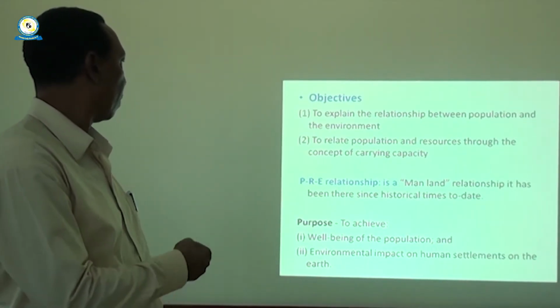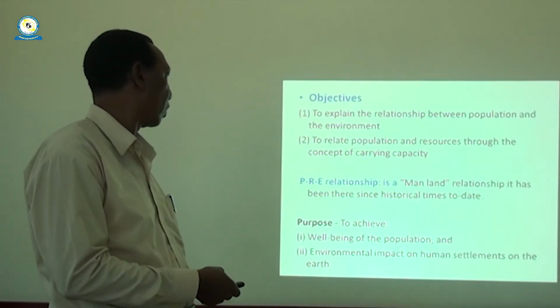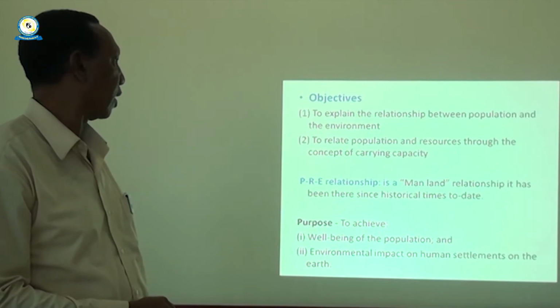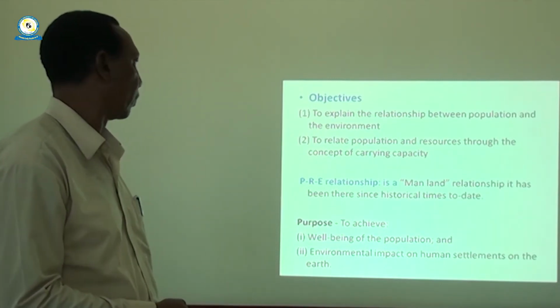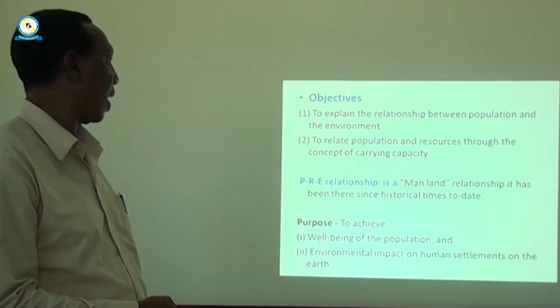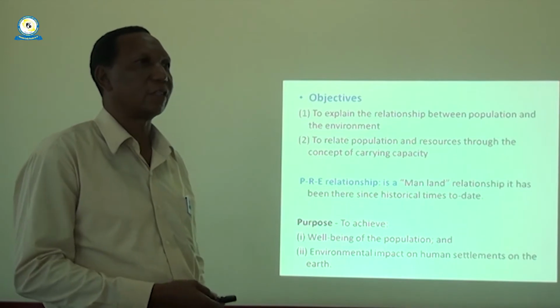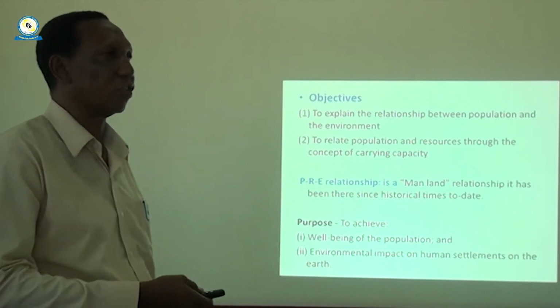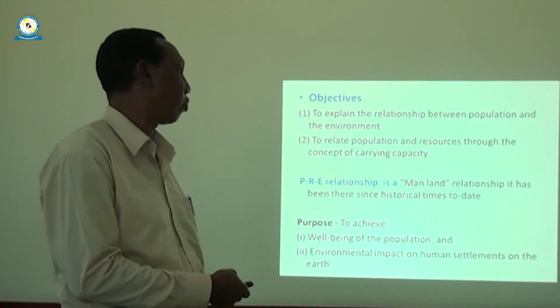Now, the population, resources, environment relationship is a long historical relationship termed as man and land. Man has always been interacting with the land since man was created on earth. So this relationship does not start now, it's a historical issue.